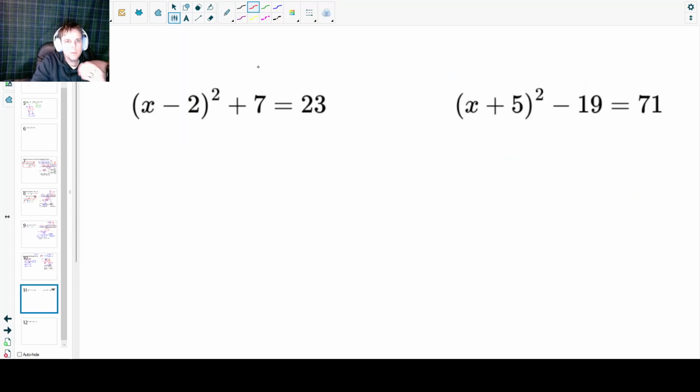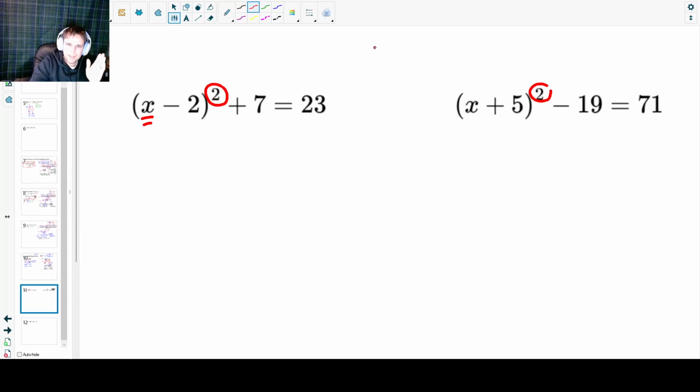Well, we can still use the square root here because we only have one instance of our variable. And we can use the square root to get rid of this particular exponent, right? So the same way here, we can use that square root to get rid of that exponent.